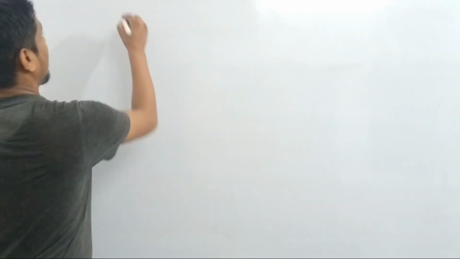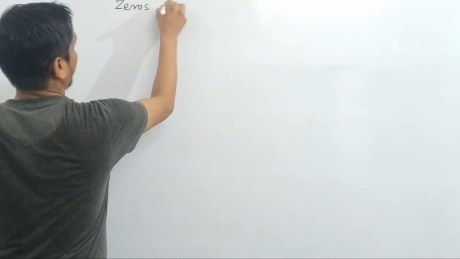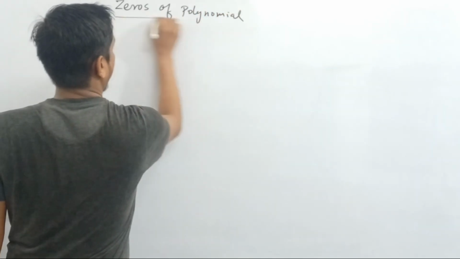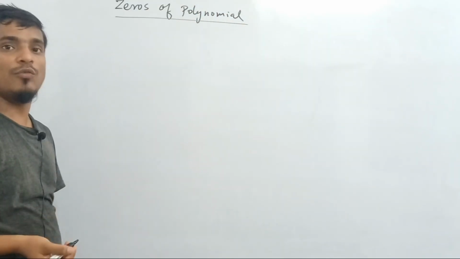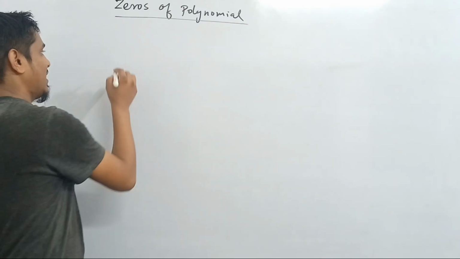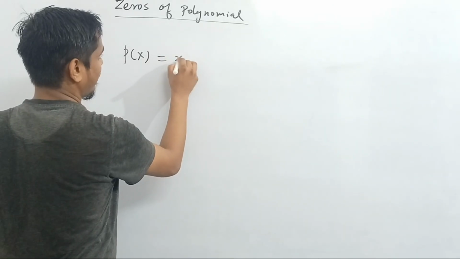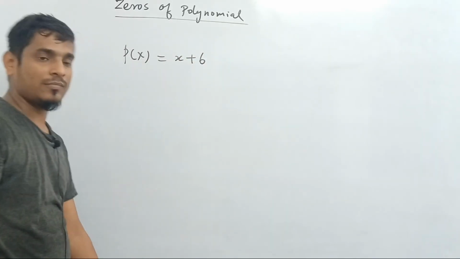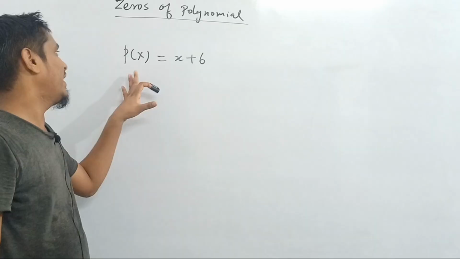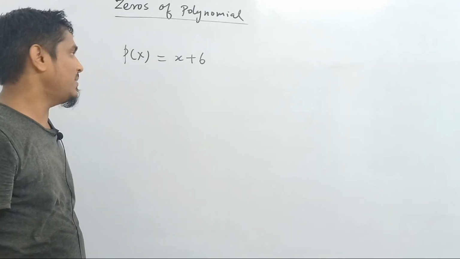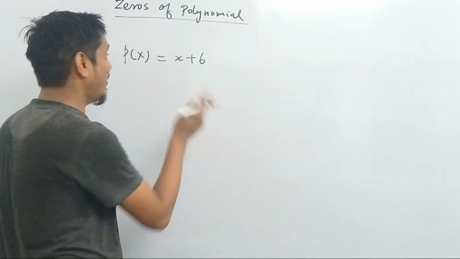So let me start today's session with the zeros of polynomial. What exactly is the meaning of zeros of polynomial? Let me start with one example. Let's say we are given a polynomial p in variable x as x plus 6. So if I'm asking you to find the value of p(x) for different values of the variable x, let me just start with some different values of x.